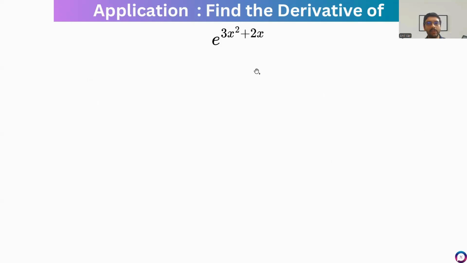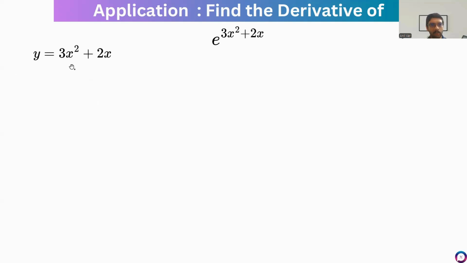Let's say a good application of scenarios where the chain rule is used. We're computing the exponent of 3x squared plus 2x. We want to find the derivative of this with respect to x. Now, the basic rule for exponent is d by dx of e to the power of x is e to the power of x. But what happens when it's d by dx of e to the power of 3x squared plus 2x? Well, use the chain rule.